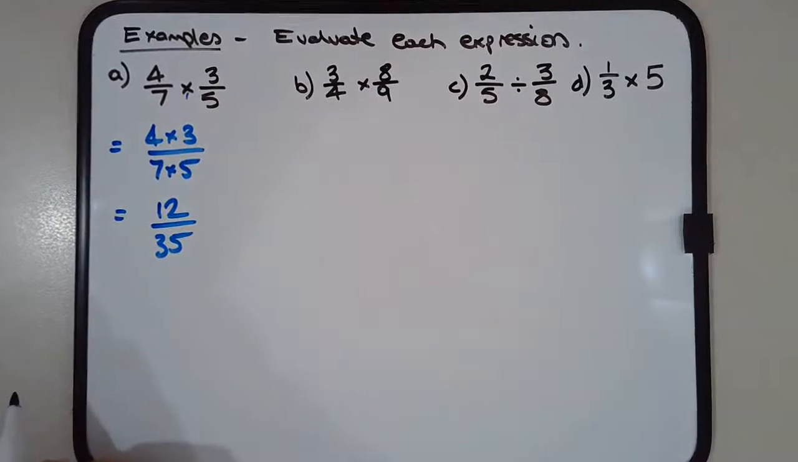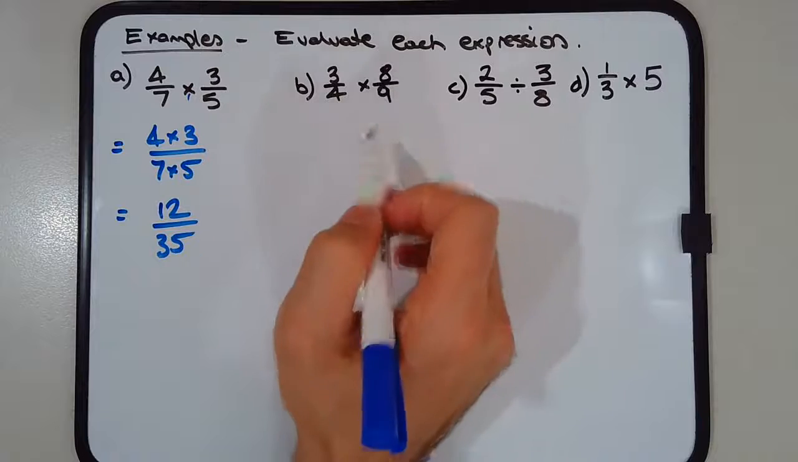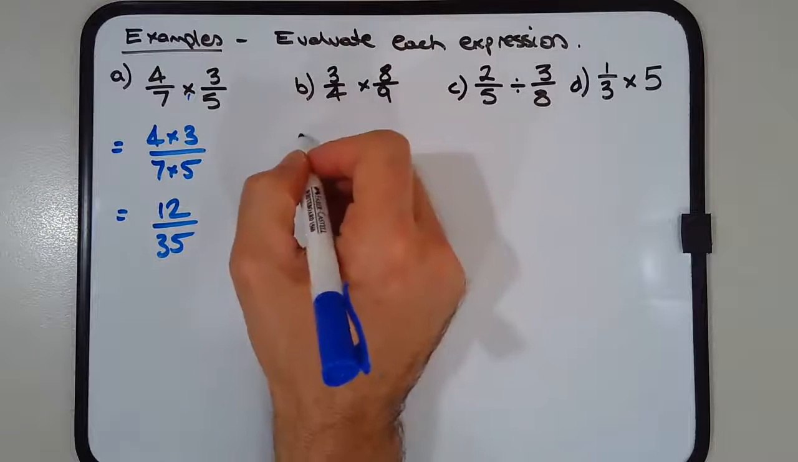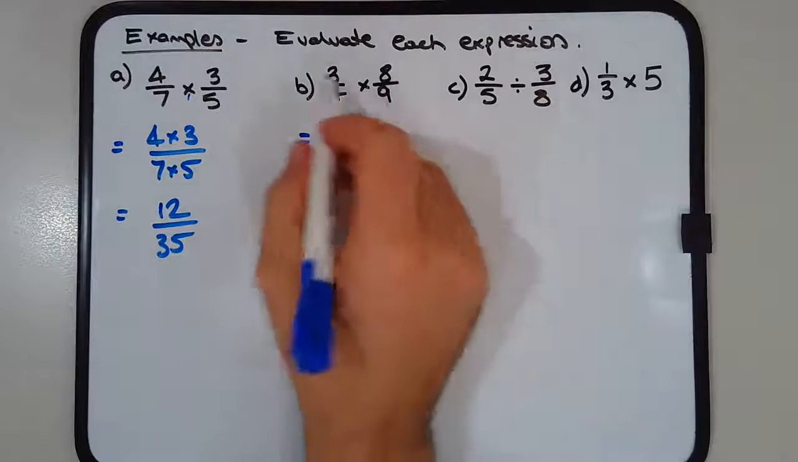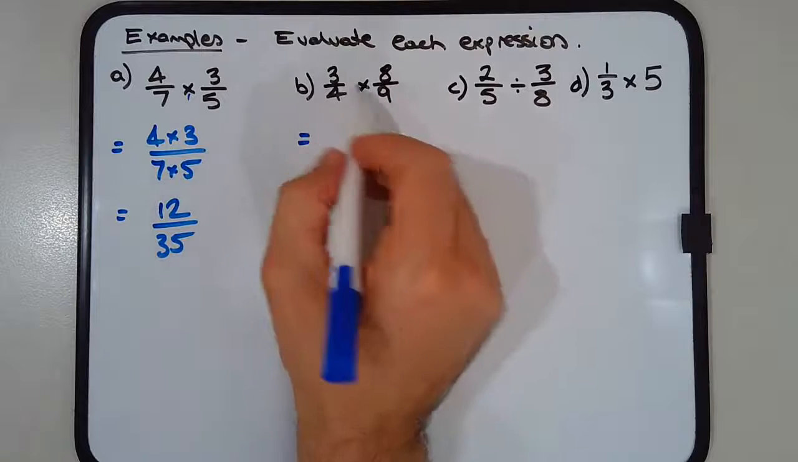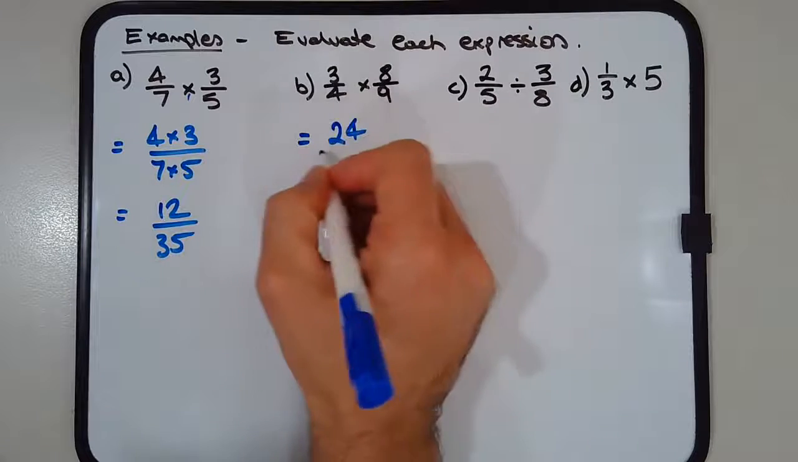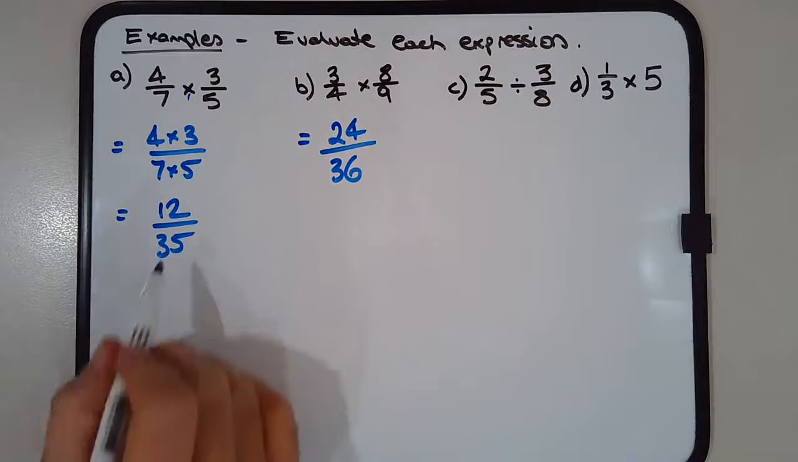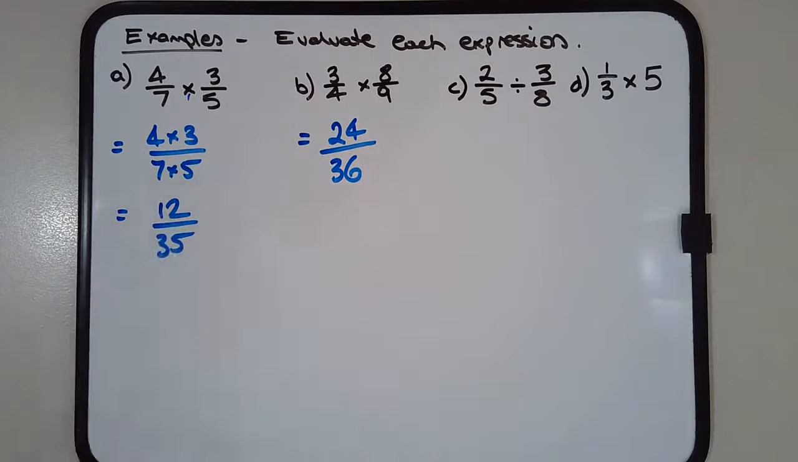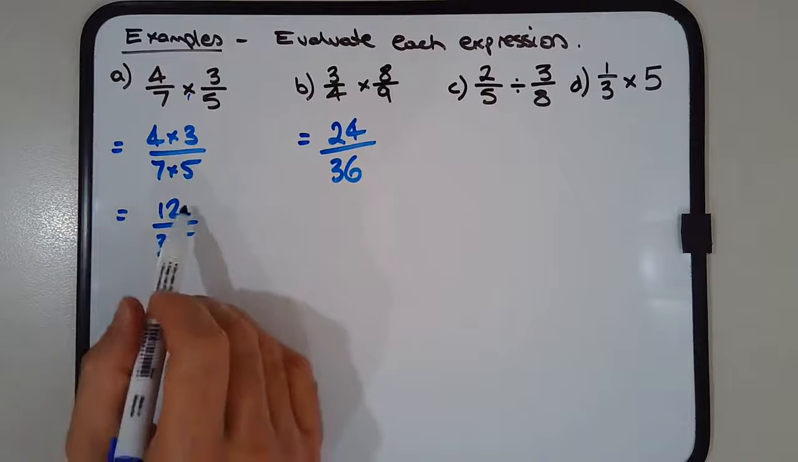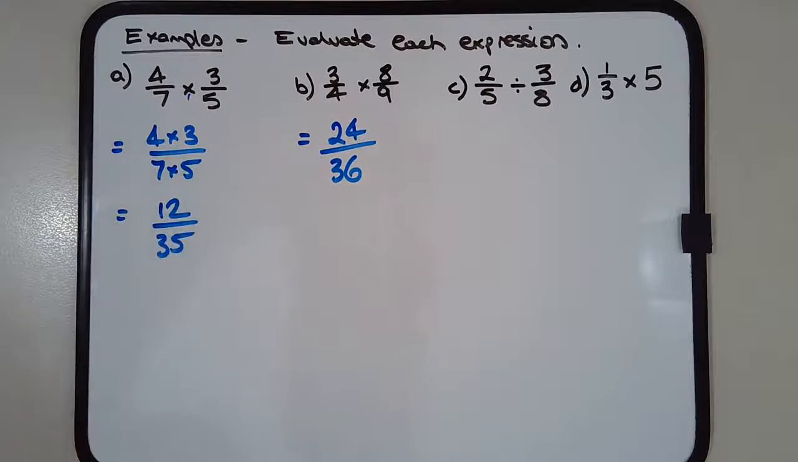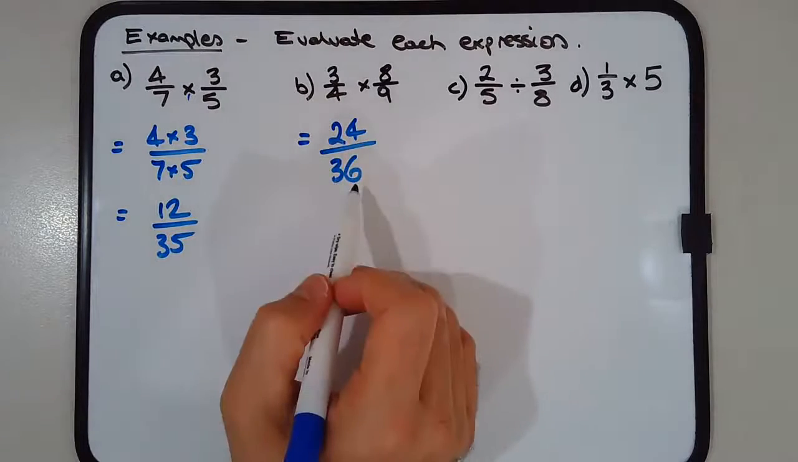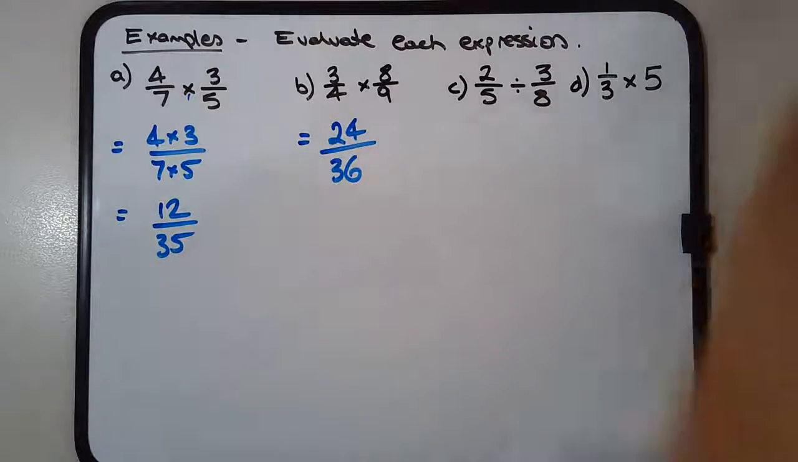Let's have a look at part B. 3 on 4 times 8 on 9. Again, same as before, multiply across. So 3 times 8 is 24. 4 times 9 is 36. This time round, can you simplify this fraction? 12 on 35 couldn't be simplified. That's why we left the answer the way it is. There's nothing you can divide the 12 and the 35 by to produce smaller numbers. But 24 on 36, they're both even numbers. So we could, in fact, divide those by 2.